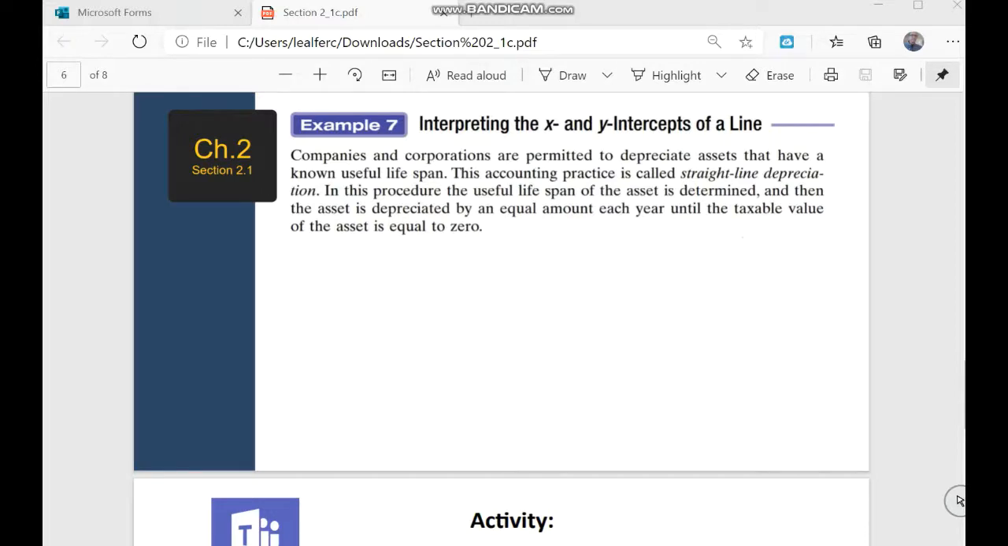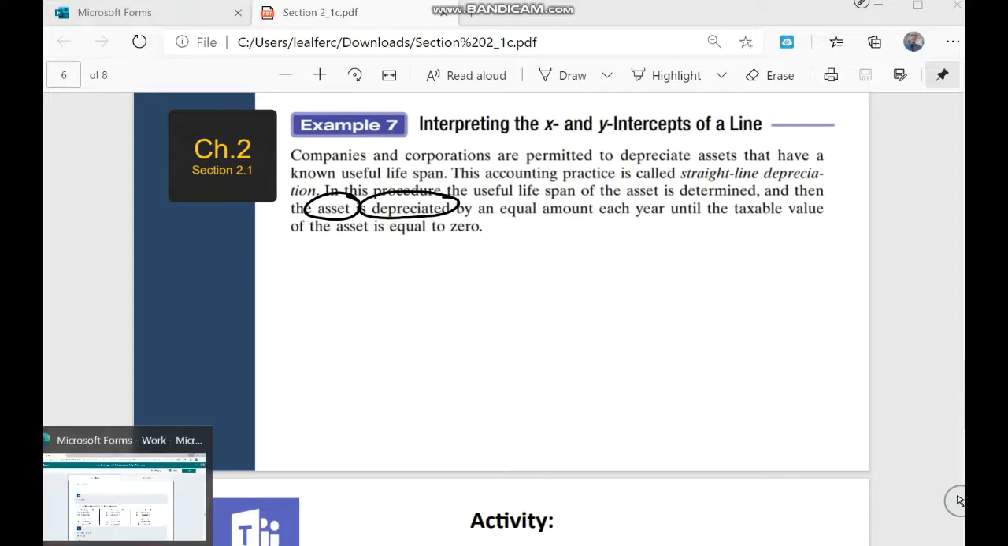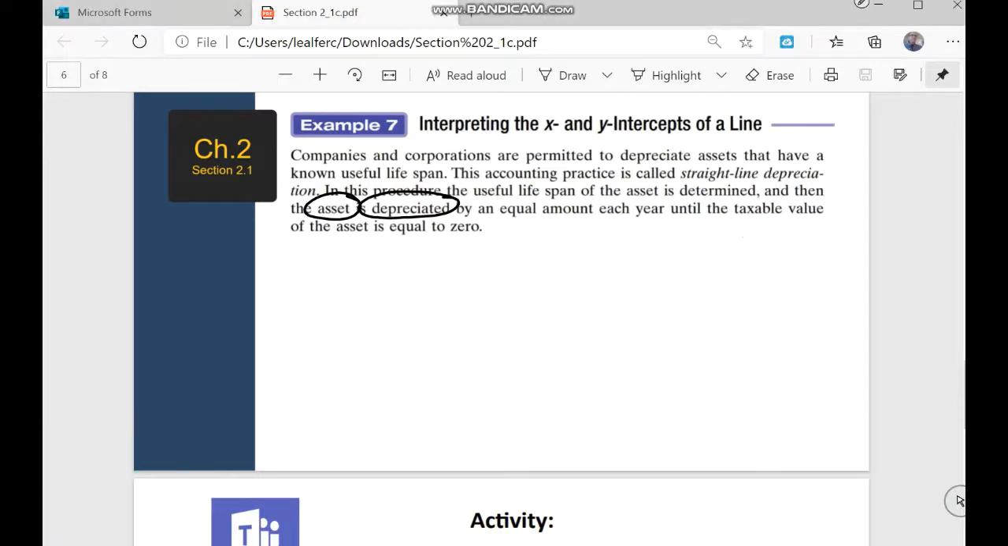This is an example, the application in real life of graphing linear equations in two variables to calculate depreciation of assets. To see how this works, let's go back to our Bell work, okay? Let's go back to our Bell work, and then you're going to be able to see how this works.